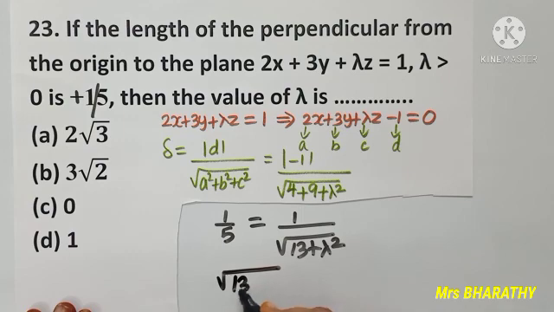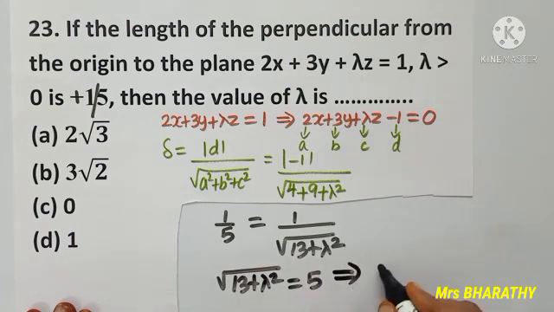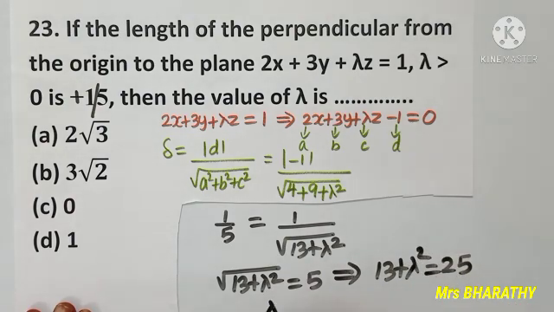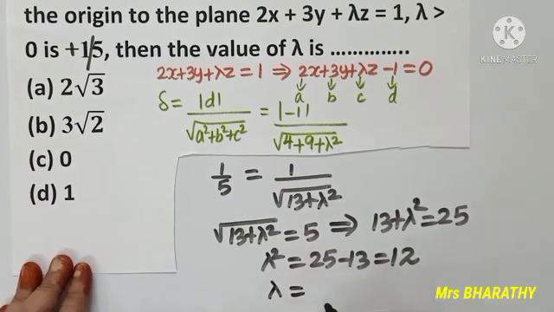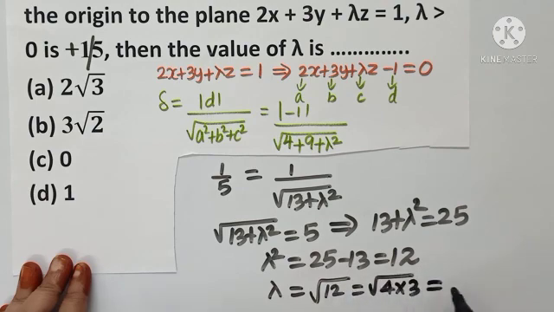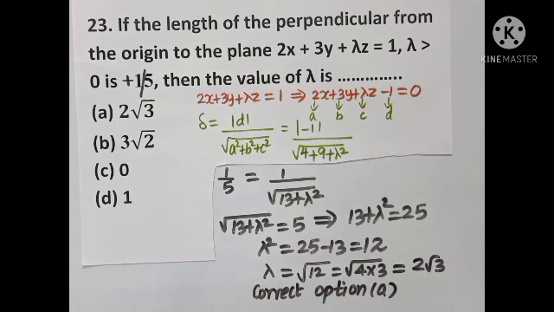root of 13 plus lambda square is 5. Squaring on both the sides, 13 plus lambda square is 25, or lambda square is 25 minus 13, that is 12. We need to find out what is lambda. So lambda equals square root of 12. That is 4 into 3, which is 2 root 3. So the correct option is A.